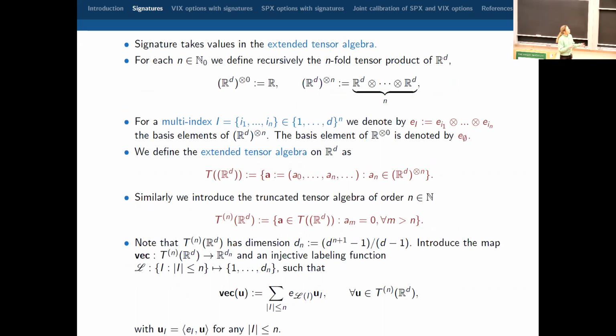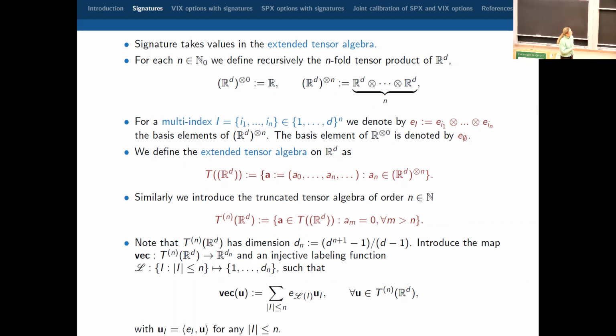It takes actually values in this so-called extended tensor algebra. So what is this? We can consider this n-fold tensor products of R^d. And then we can define the extended tensor algebra of R^d as such sequences where every element in this sequence is an element in this n-fold tensor product of R^d.